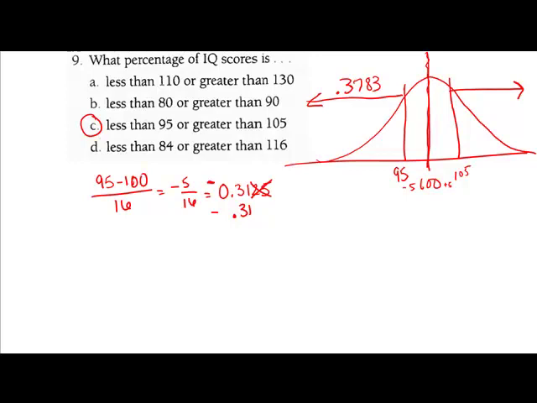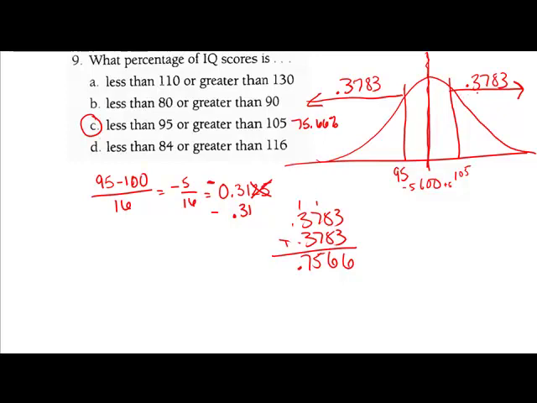So there's 1/2. Less than 95 is 37%. Now if I just added this other .3783, I'm going to get 75.66. So our answer for C is going to be 75.66%.